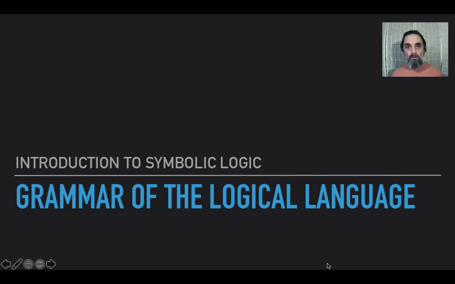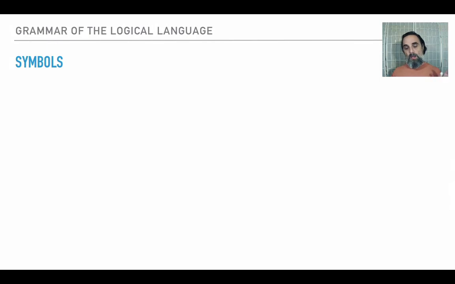Hello. So in this video, I'm going to describe the grammar of our logical language in explicit terms. So far, I've been a little bit sort of implicit about it, and in this video and the next video, we're going to be very explicit about it. So, our language has a number of symbols.